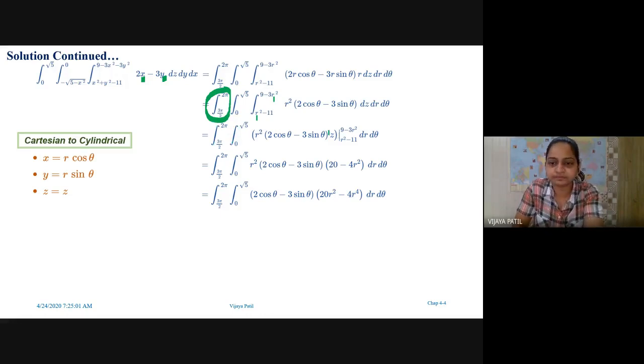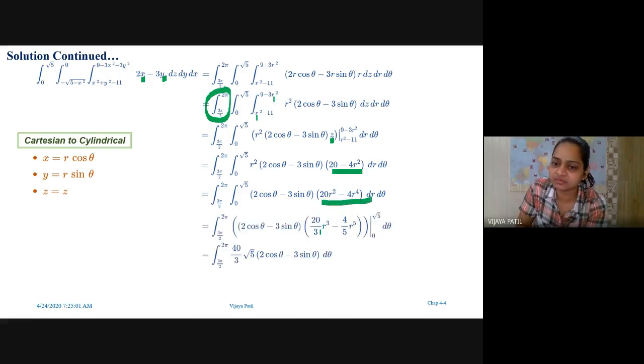Just go through the steps. There is no z in the integrand, so we integrate with respect to z, putting in the upper and lower limits. We get 20 minus 4r square, which stays the same because it's a constant with respect to z. Then 20 minus 4r square is multiplied by r square, giving 20r square minus 4r to the power 4. Now we integrate with respect to r. The integration gives 20 upon 3 r cube minus 4 upon 5 r to the power 5, with limits from 0 to square root of 5.